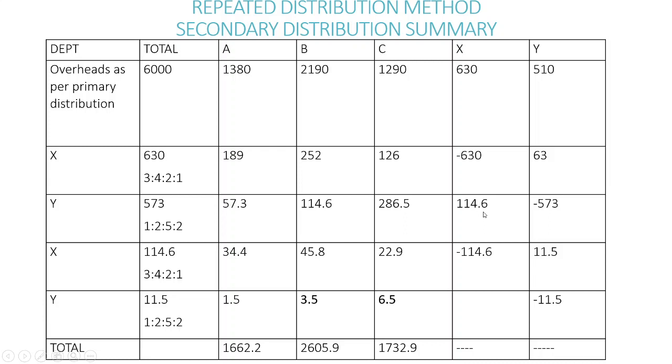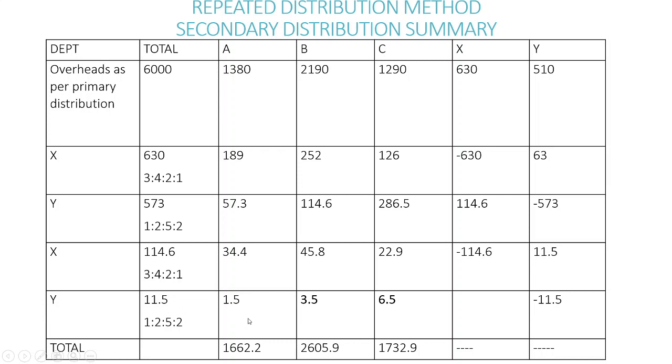Next again we have to distribute X department, that is 114.6. So 114.6 will be distributed to A, B, C and Y department in the ratio 3:4:2:1. So for A department 34.4, B department 45.8, C department 22.9 and for Y department 11.5. And now the next step is distributing 11.5 to the various departments. While distributing this, you have to be a bit careful that you need not distribute to X department. You can distribute to the other departments.